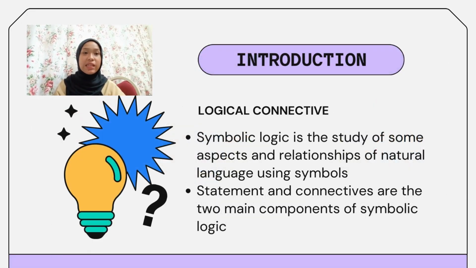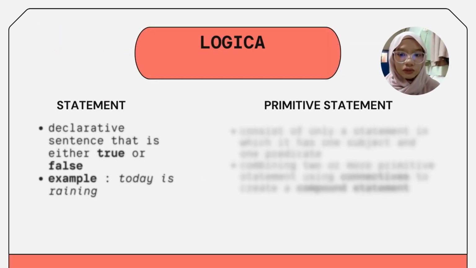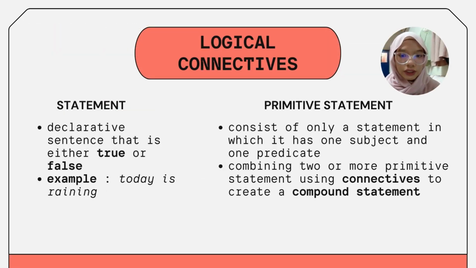What is a logical connective? Symbolic logic is the study of some aspects and relationships of natural language using symbols. Statement and connective are the two main components of symbolic logic. For logical connectives, there are two types of statement: just a statement, and also a primitive statement. A statement is a declarative sentence that is either true or false.